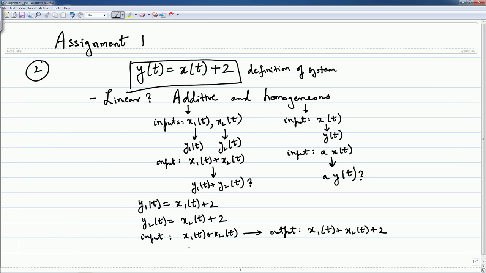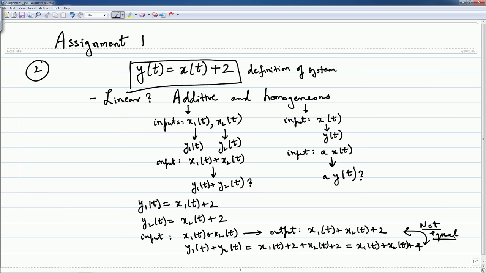Now, what is y1 of t plus y2 of t? We know y1 of t is x1 of t plus 2, and y2 of t is x2 of t plus 2. So, y1 of t plus y2 of t is going to become x1 of t plus 2 plus x2 of t plus 2, and that is going to become x1 of t plus x2 of t plus 4. Now, one can compare these two expressions and say that these two are not equal.